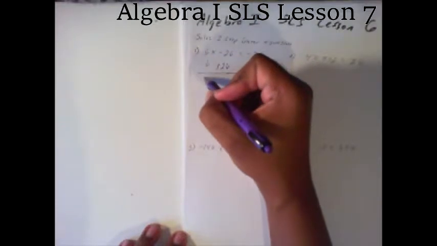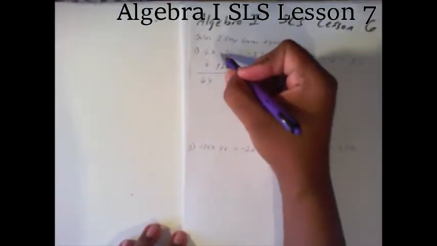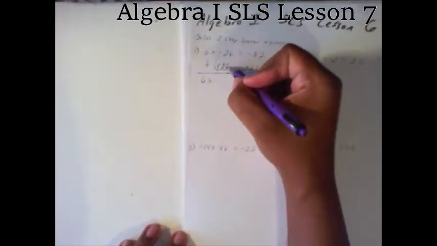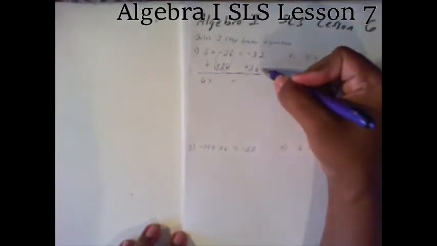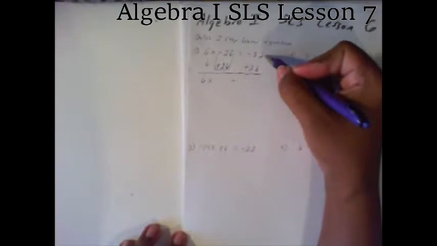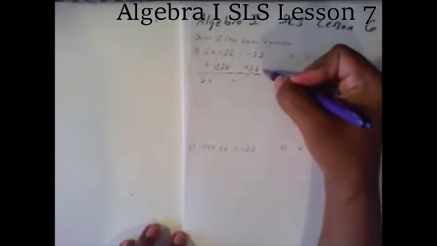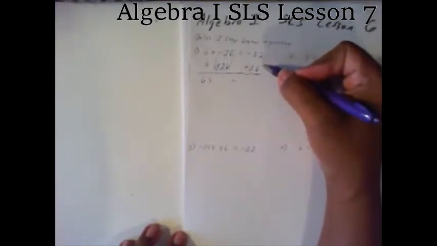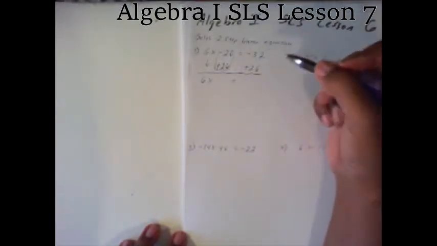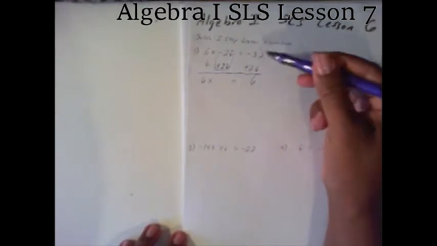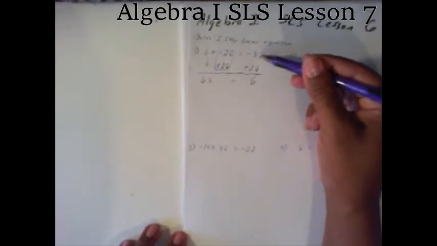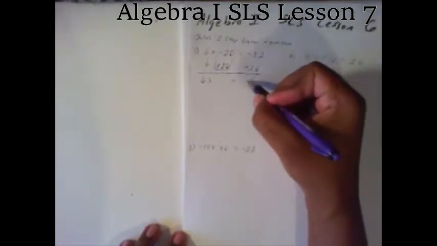We bring down the 6x. The 26's cancel. Bring down the equal sign. And we have a negative and a positive, so it means that we're going to subtract. If you have same signs, you add. These are not same signs. So 32 take away 26 is going to leave, let's see, 6. And the bigger number, 32, is negative, so the final answer is going to be negative.